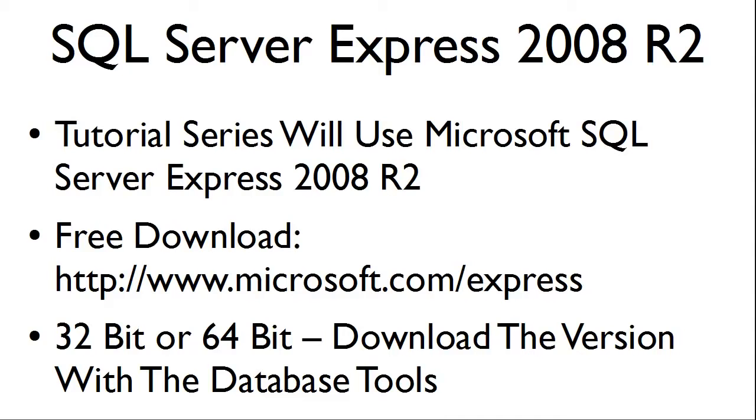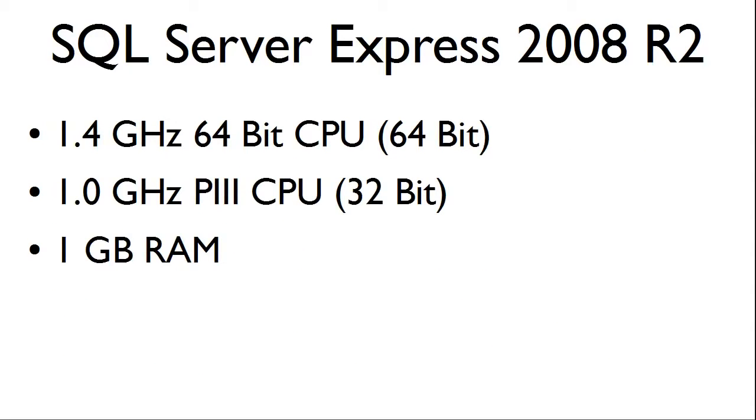The Express edition of SQL Server can be downloaded for free at www.microsoft.com/express. Depending upon your computer, you will either want to download the 32-bit or 64-bit version. Make sure that you download the version with the database tools. For 64-bit computers, you'll need a 1.4 GHz CPU. For 32-bit computers, you'll need at least a 1 GHz Pentium 3 processor. Both 64 and 32-bit versions require at least 1 GB of RAM.